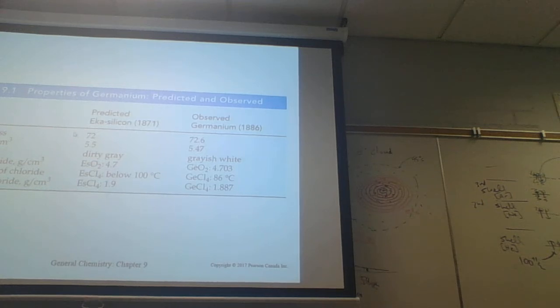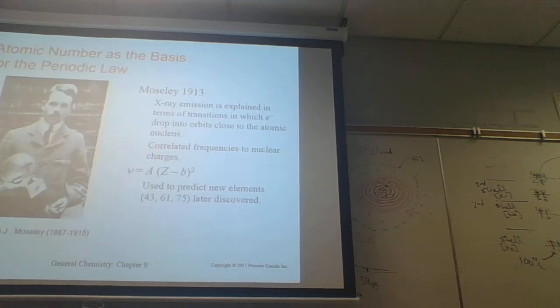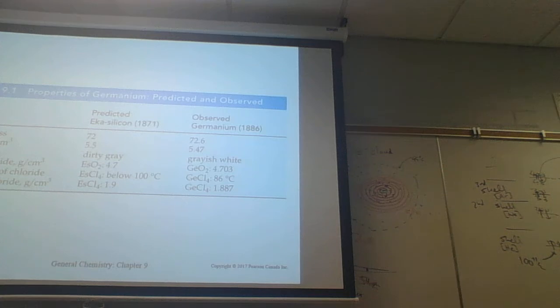And so basically he did it based on properties. He predicted a new element right below silicon, called it eka-silicon, which is named germanium.